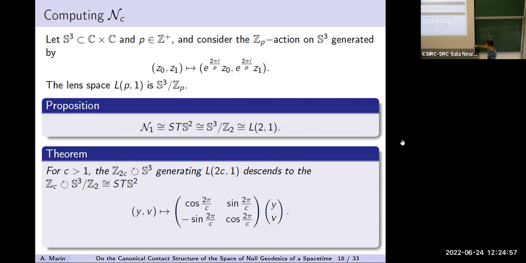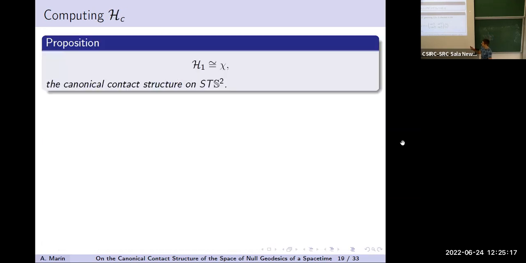So one writes this down and you realize that the Z_C action that you're looking for is the same as we had in the previous slide. So we recovered that for any C, the space of null geodesics is the lens space L(2C,1). Awesome. So we have all of the spaces of null geodesics. What do we want now? The contact structures. So let's move on to computing the contact structures.